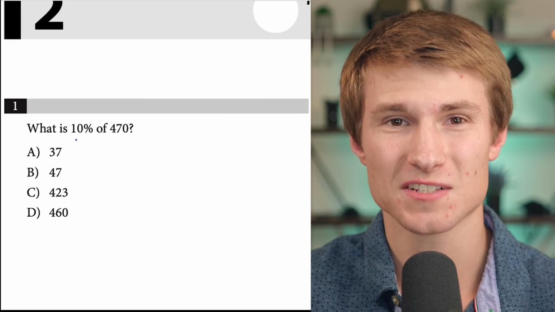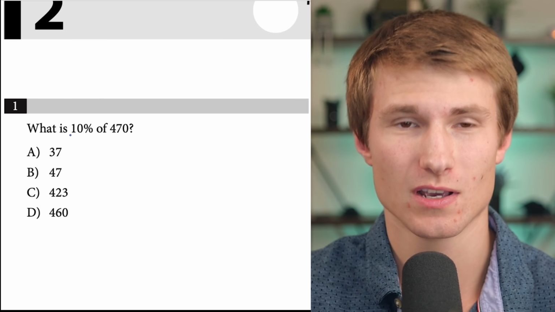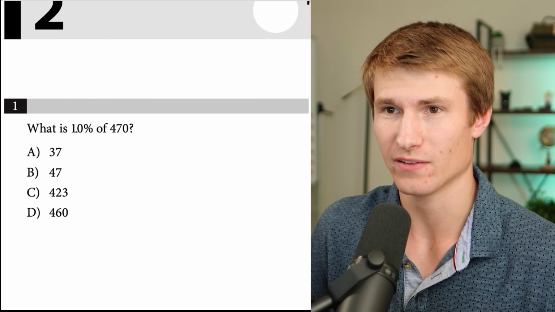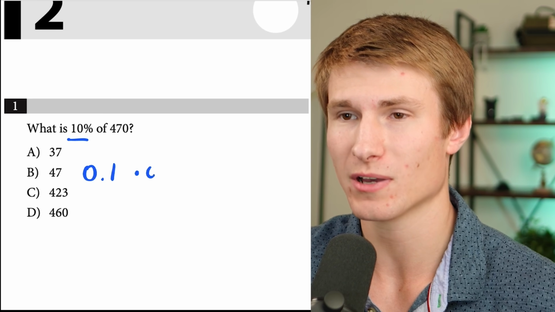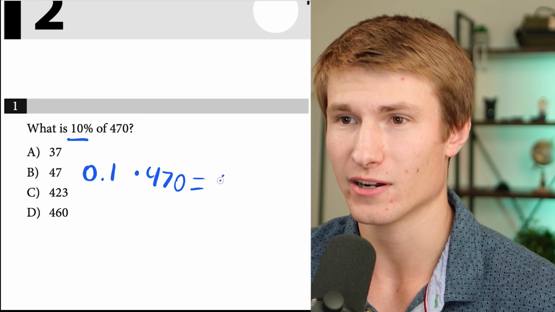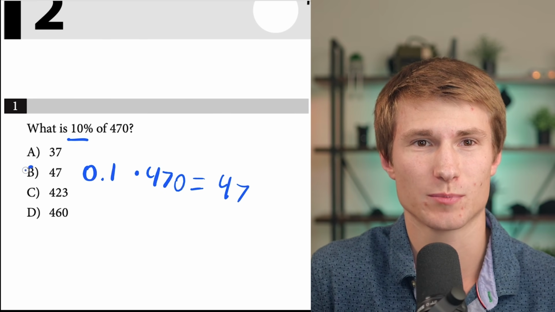Here's how to answer this SAT math question in under 20 seconds. The question is, what is 10% of 470? We can take 10% and express it as a decimal of 0.1 and then multiply it by 470, and that'll give us our answer of 47. So our answer will be answer choice B.